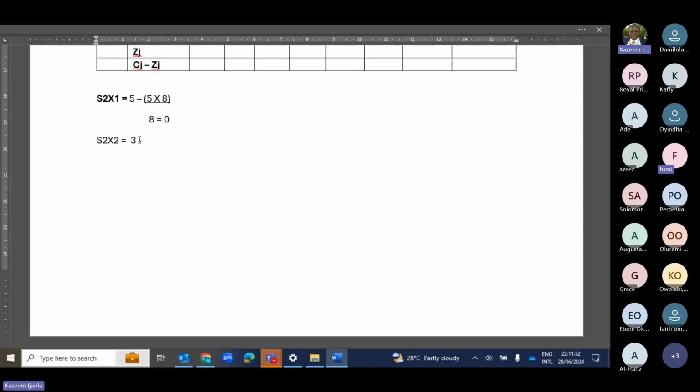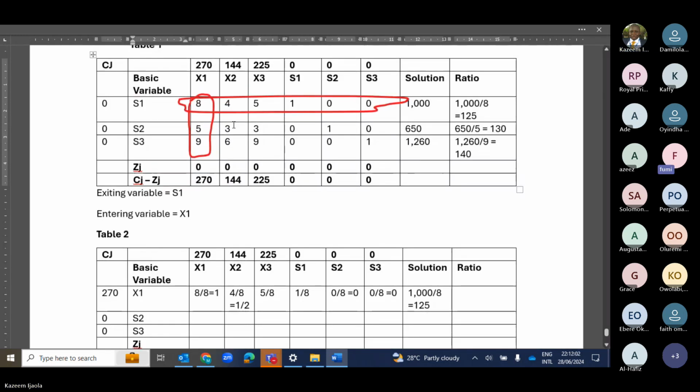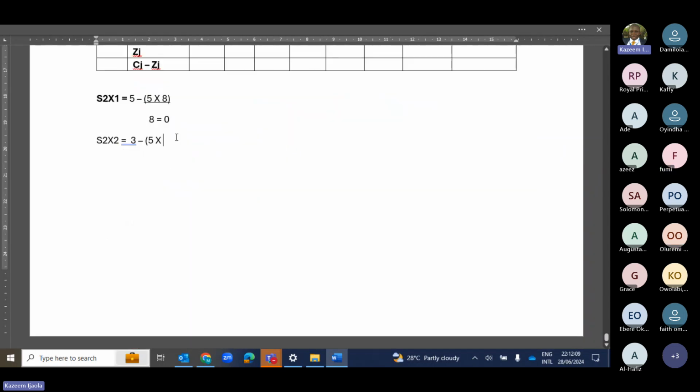3 minus, I told you that 5 will be constant, right? Multiplied by what is the top row of that 3? That's 4. It's 4, right? So you have 4 divided by what? 8. I told you that those two will be constant. The 5 and the 8 will be constant here. So what do we have? Solve it now. What did I get? My answer is 1 over 2. Yep. 1 over 2.